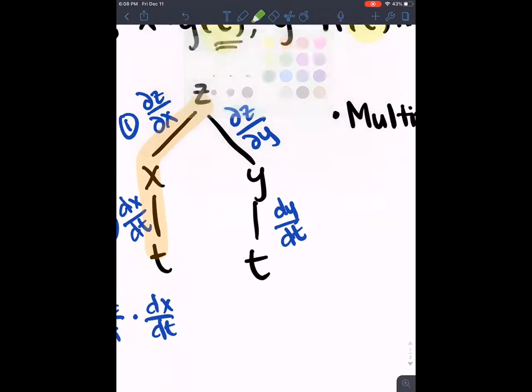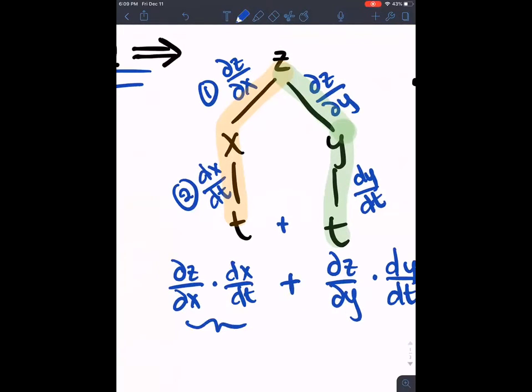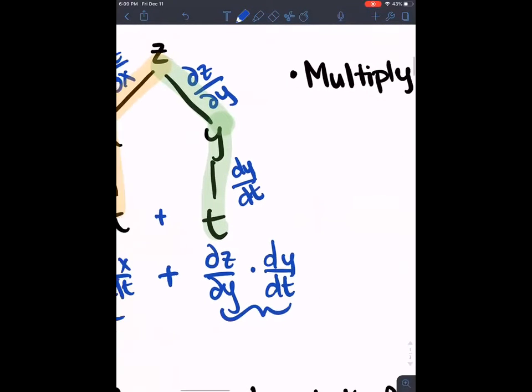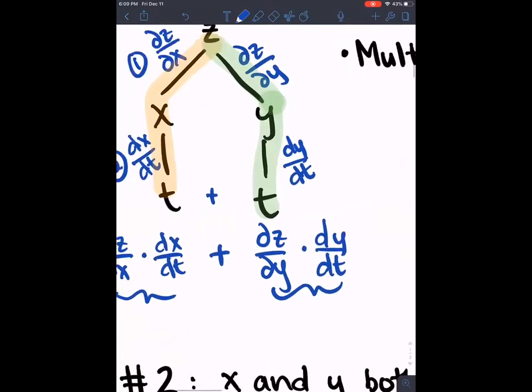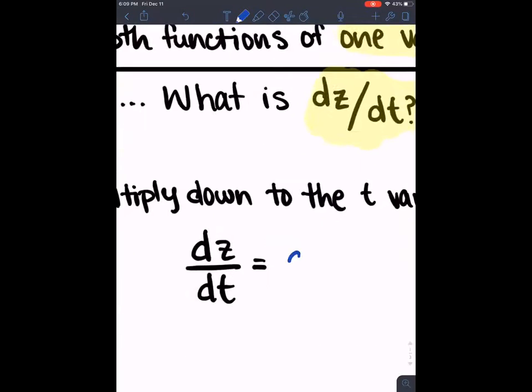So let's use maybe a different color here. You multiply, so you do partial with respect to y times dy dt. And what you do is add those together. So you take this term and this term, the y branch and the x branch, and you add them together. So if you notice, we can write that in a cleaner way here.